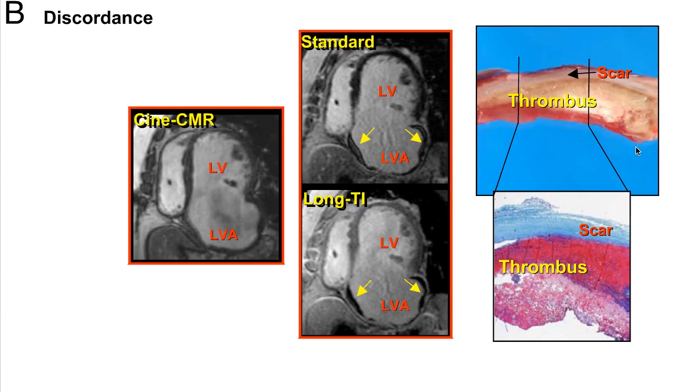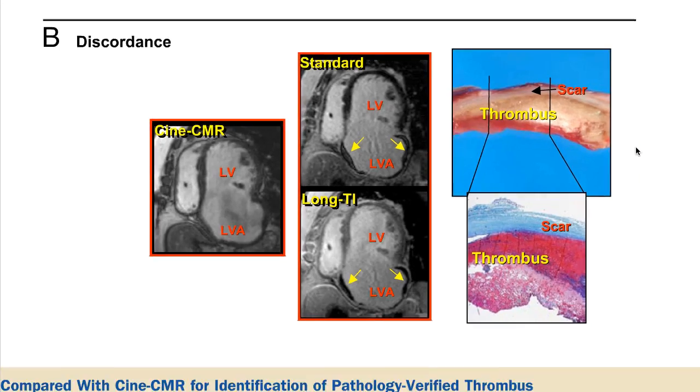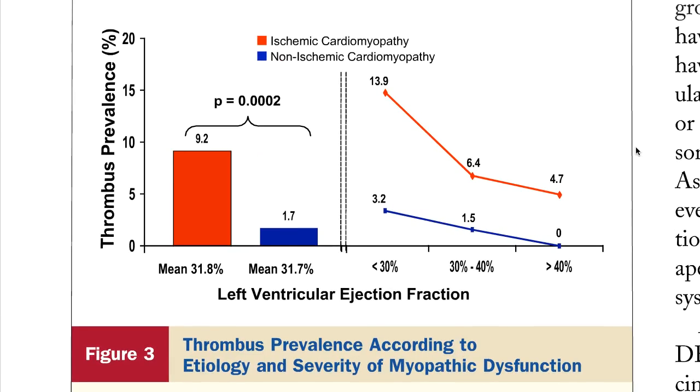Next, we have a discordant example, where if you look at this SYN-A MRI, I think all of us would be hard-pressed to say there's thrombus on this image. But if we look at the long TI delayed enhancement sequence, it's pretty easy to see this black rim. And that was the point of the study, to show that we're missing people by just using SYN-A MR.